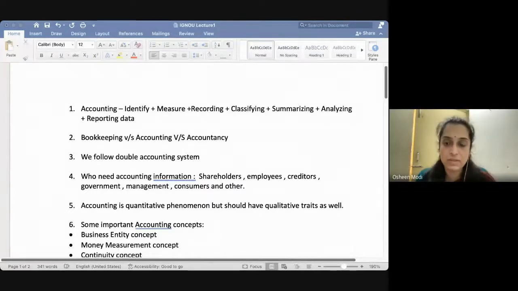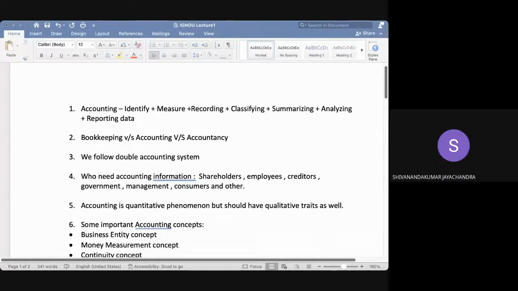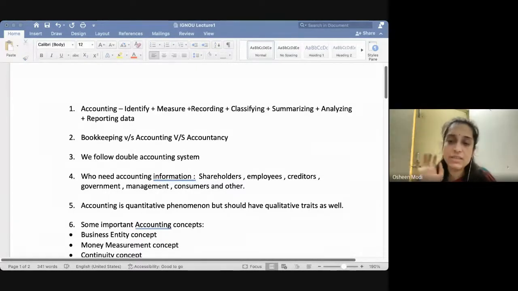Not even LLPs. See, okay. LLPs do have certain features of that of a company, so they are also accountable to their investors. But if I talk about the sole proprietorship form of businesses, then they certainly have the least amount of responsibility to share the information with the public.